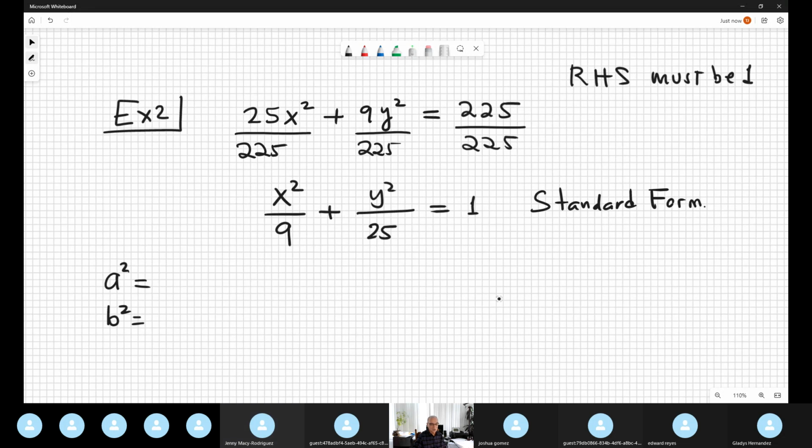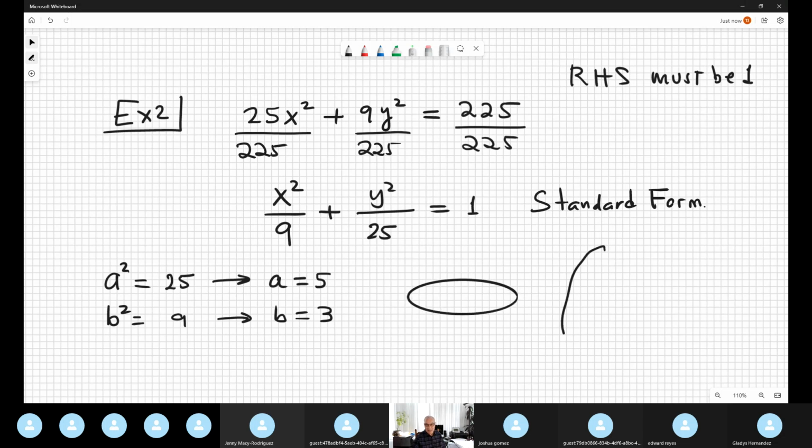No, this is wrong. Look, you need to understand that A squared is always the big number. I put it intentionally. This is 25. No, no, it's okay, Jenny, you are doing your best, I know. And B squared is 9, therefore B is 3. Now, okay, what is my next question? My next question is, is this ellipse like that or like that? Is it horizontal or is it vertical?